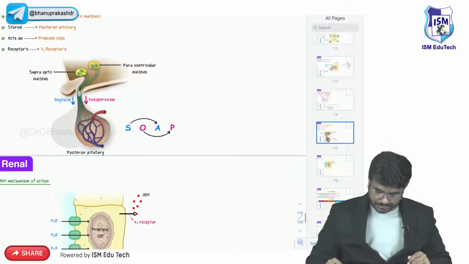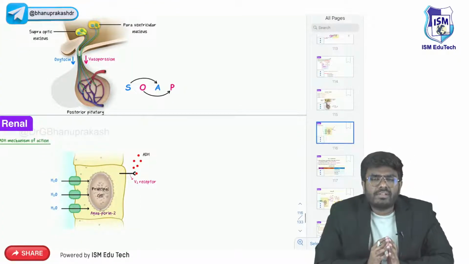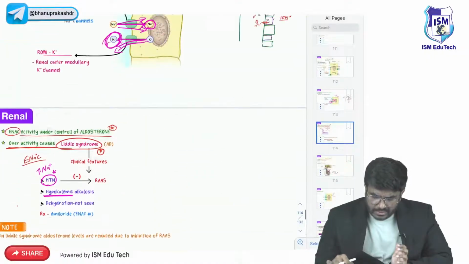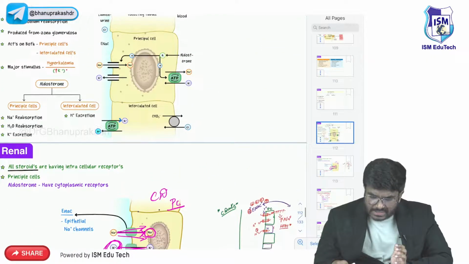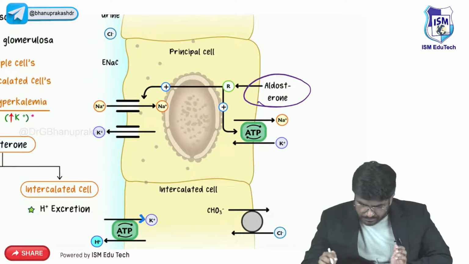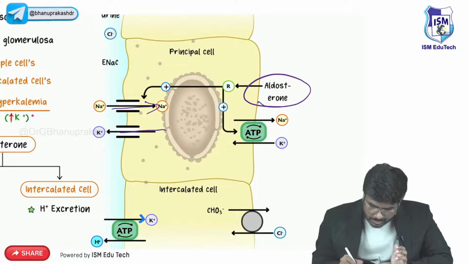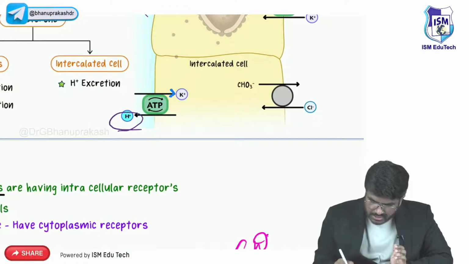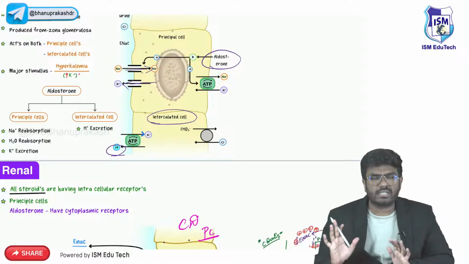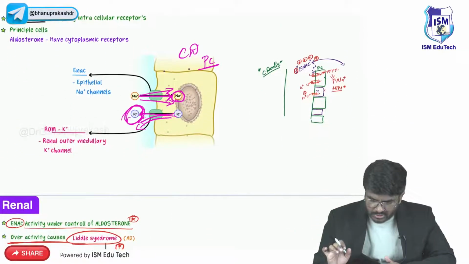Okay. So we have discussed aldosterone, how aldosterone is acting on the principal cells. Here you have clearly seen how aldosterone is acting on the principal cells. What will happen? Sodium reabsorption happens, and potassium excretion as well as proton excretion in the intercalated cells. This is what happens with aldosterone. In yesterday's last rapid revision class also we have discussed that.